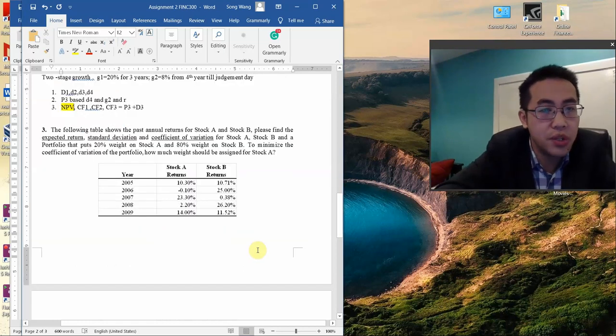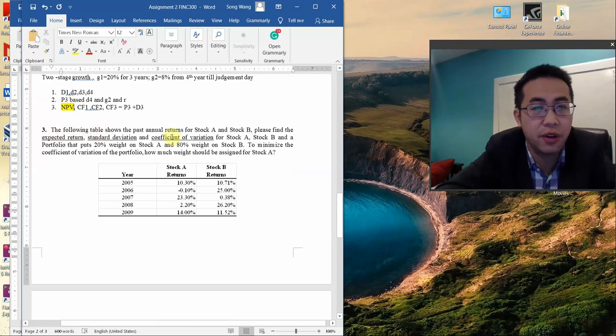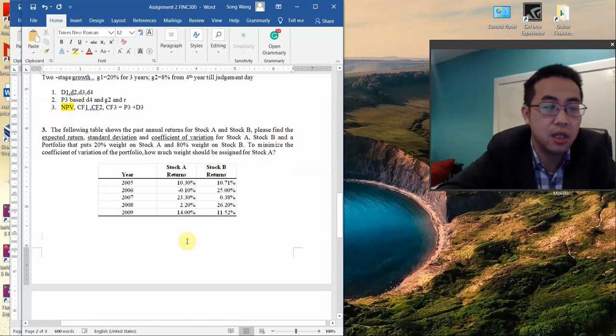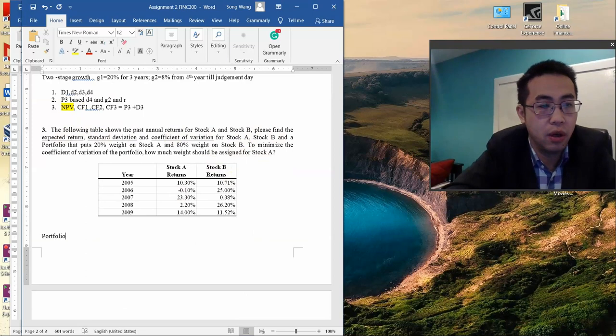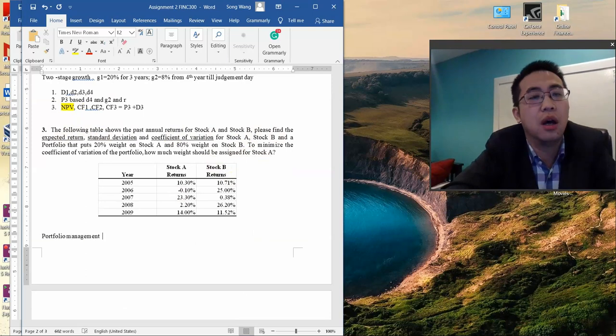Okay, question number 3 is about solving for the expected return, standard deviation, and coefficient of variation for three investments: stock A, stock B, and a portfolio made of both. I want you to look at the portfolio management project. It's the Excel project on Canvas.